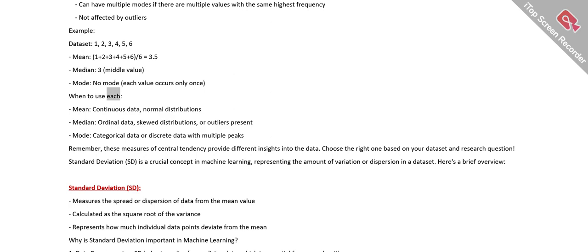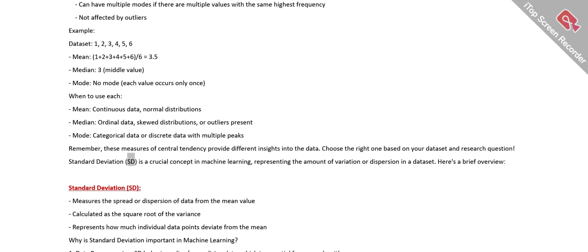When to use each. Mean: continuous data, normal distributions. Median: ordinal data, skewed distributions, or outliers present. Mode: categorical data or discrete data with multiple peaks. Remember, these measures of central tendency provide different insights into the data. Choose the right one based on your dataset and research question.